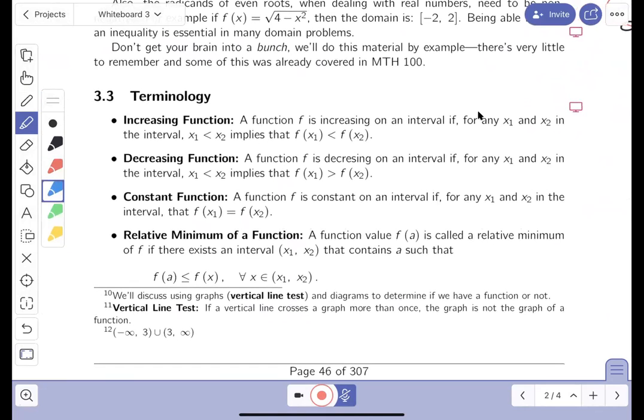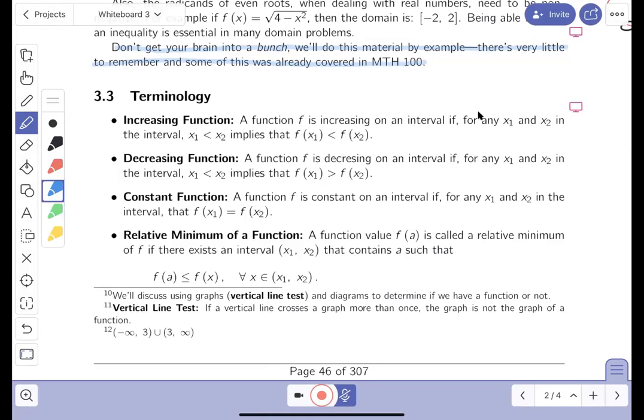Let me just outline what I just said. Don't get your brain in a bunch over this. We'll do the material by example, and there's very little to remember. And a lot of what you've done in Math 100 is going to translate over. All right. Let's talk about some words, and words have consequences. You're going to be asked about these things, but again, you may be confused. We hope that confusion leaves as we start doing examples.